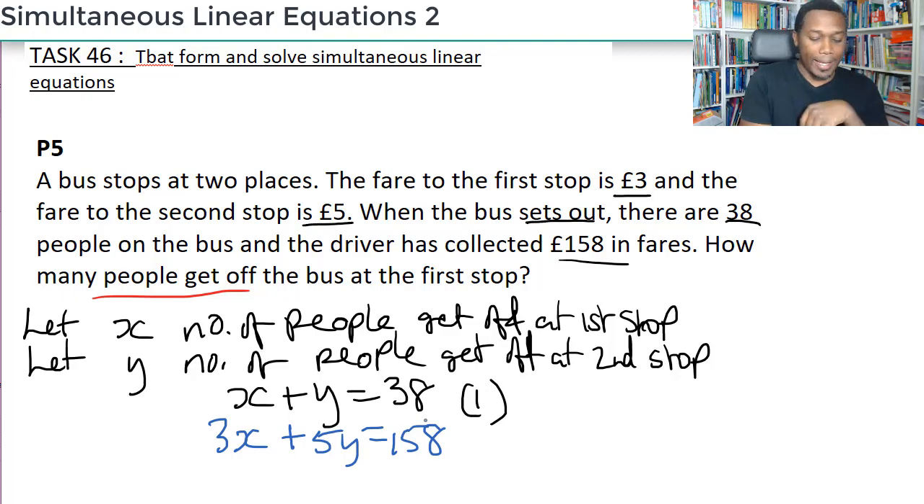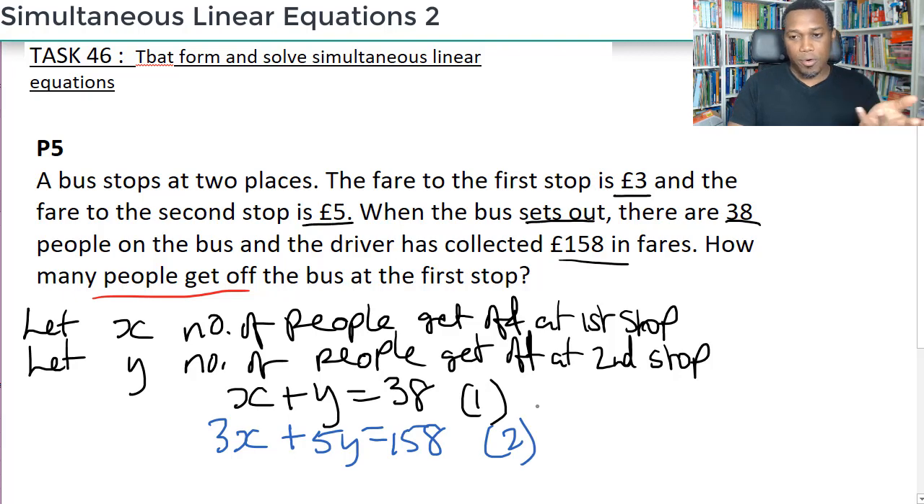So off you go, work that out. I should have called it equation 2. Work through what you'll get for that one, and note what the question is asking. The question is very specific: how many people get off at the first stop? That's what the question is asking. So I'll pause. You had the equations. If you weren't able to form the equations, you have another equation to solve.